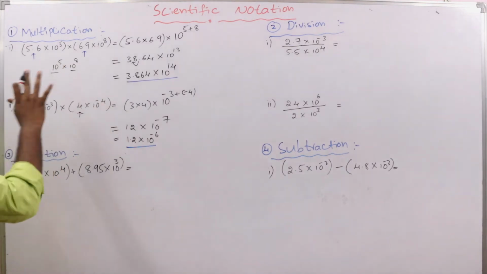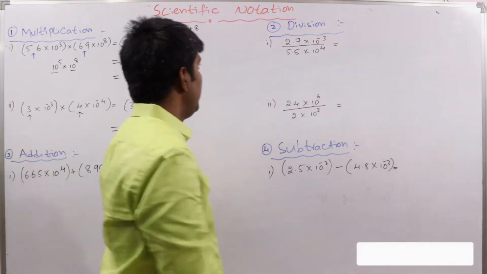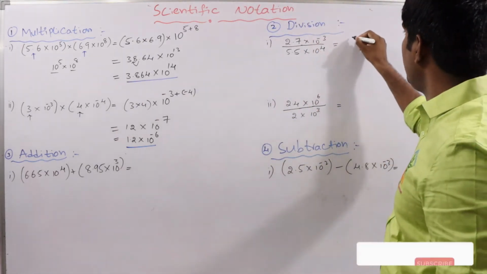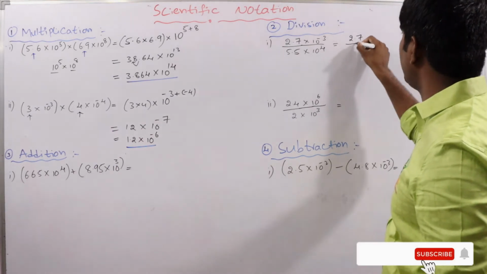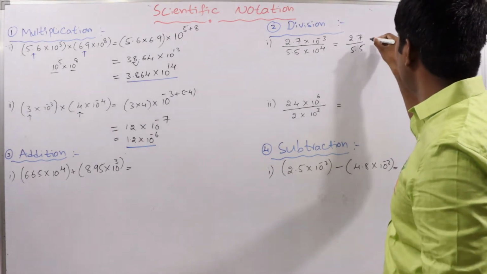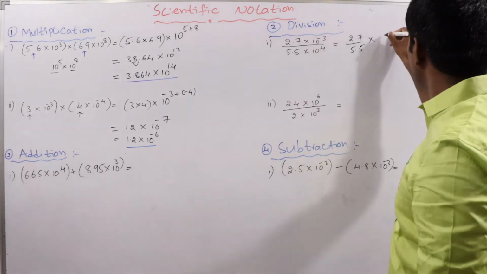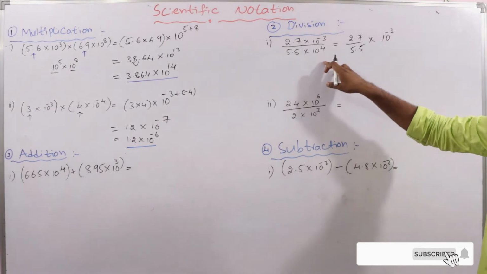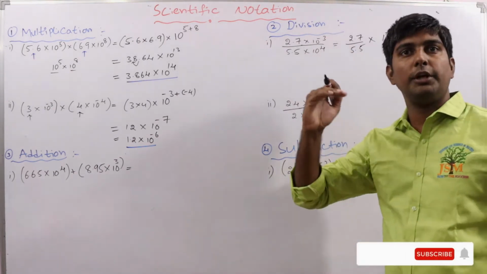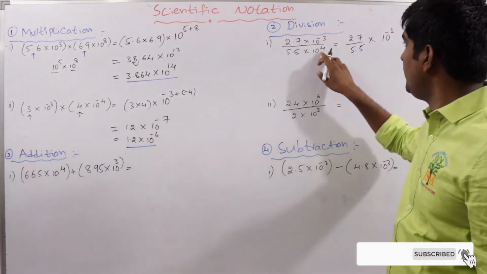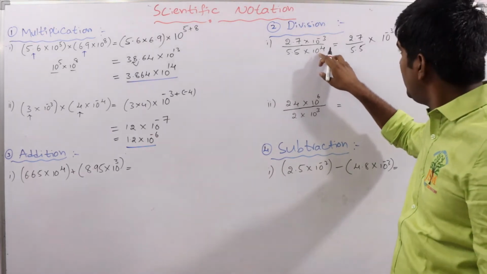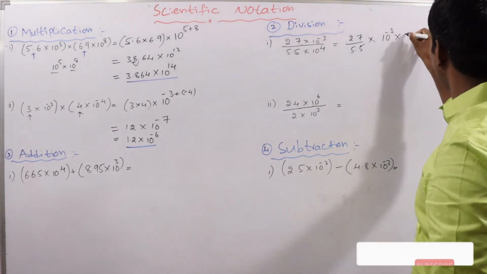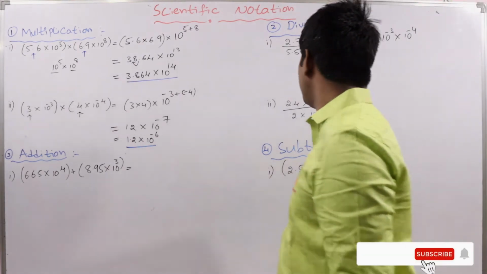So this is about multiplication. Next, look at division. Same thing here: first write these two like this, 2.7 by 5.5 into 10 power minus 3. If you take this one into the numerator, that becomes 10 power minus 4, since in the denominator it is 10 power 4. If it comes into the numerator, it becomes 10 power minus 4, which I will write here.